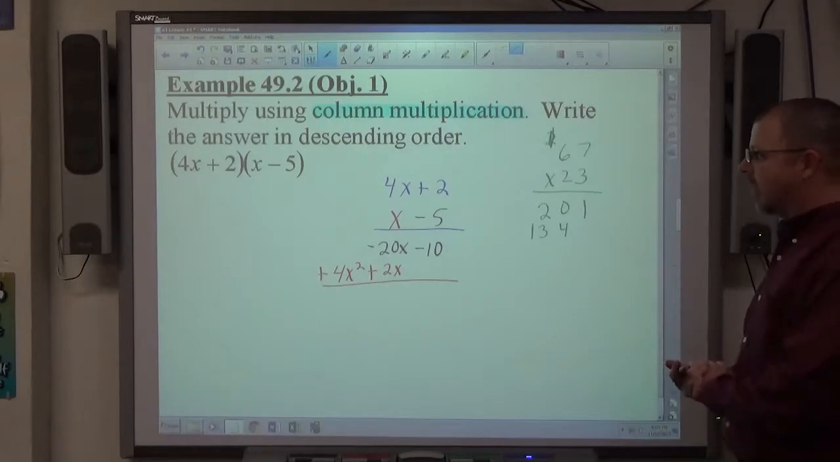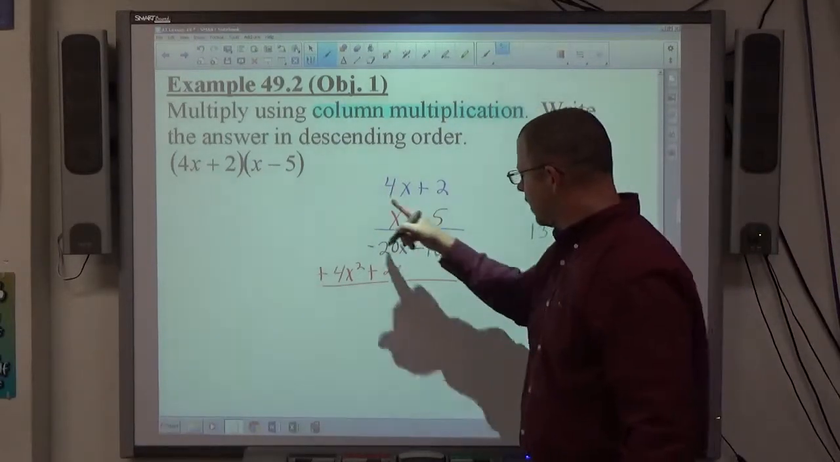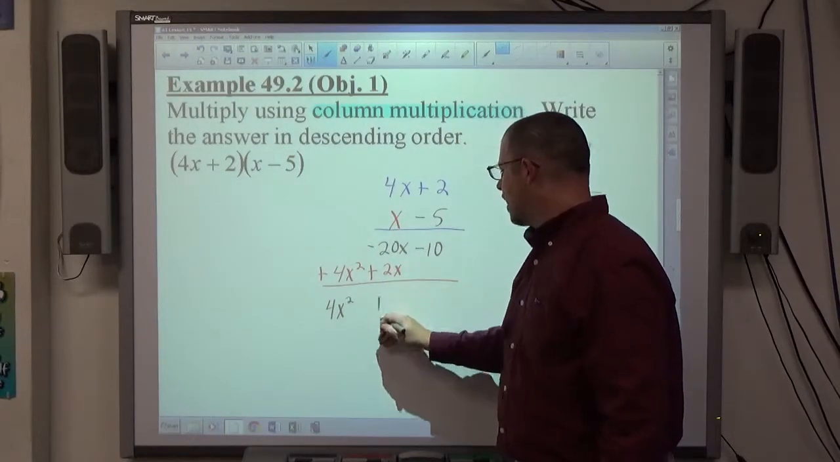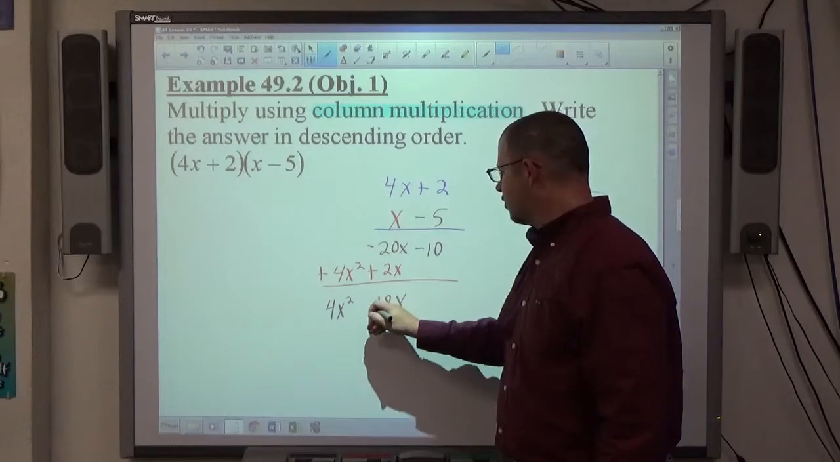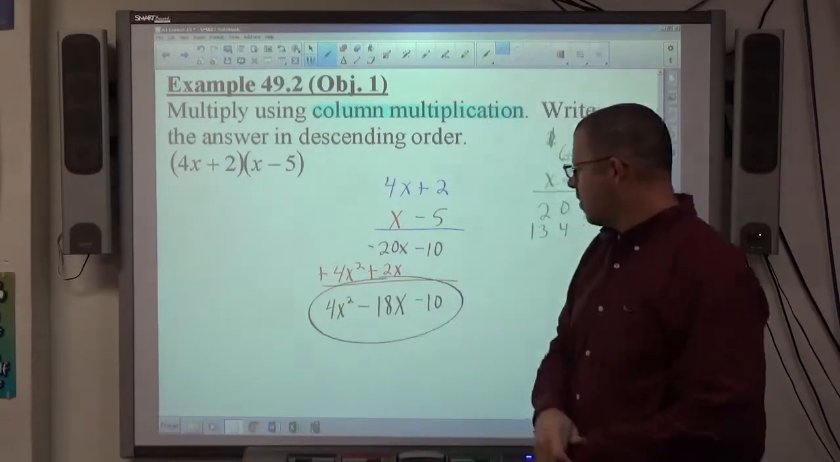And then it's just a matter of, again, combining like terms. The like terms line up pretty nicely in this, so it's just a matter of going down each column. Nothing happens to 4x squared. These are opposite signed objects, so I subtract. 20 is bigger, so it's negative. And then minus 10 gives me my product.